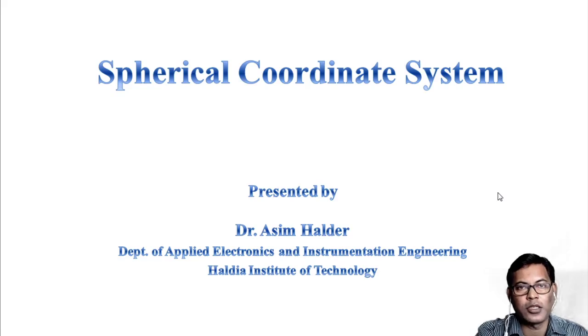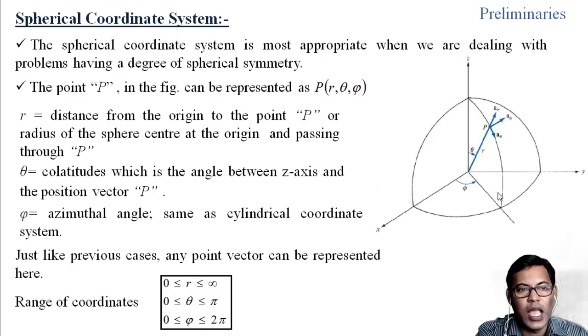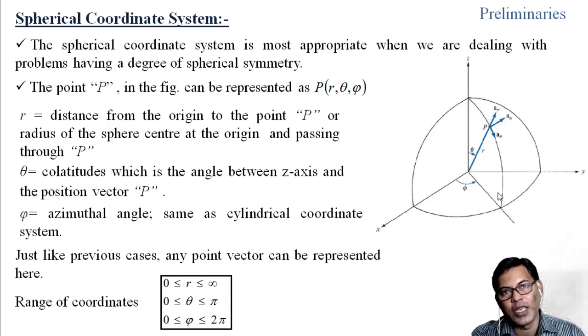In the last two lectures, we have seen the Cartesian coordinate system and cylindrical coordinate system. Now, in this lecture, we are going to discuss the spherical coordinate system. So, let us start the spherical coordinate system. The spherical coordinate system is most appropriate when we are dealing with problems having a degree of spherical symmetry.